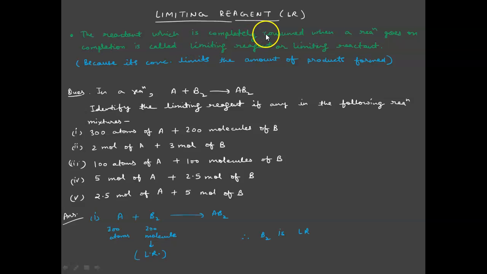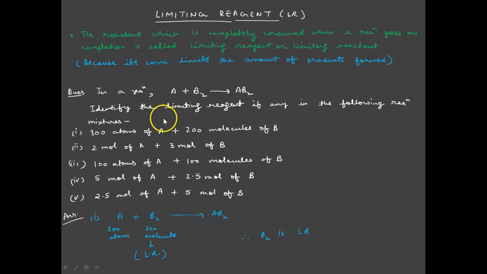The reactant which is completely consumed when a reaction goes on completion is called limiting reagent, or we can say limiting reactant, because its concentration limits the amount of product formed. So it is a deciding factor, that's why it is called limiting reagent. Now, the remaining amount of excess reagent is calculated by subtracting the amount of limiting reagent from the amount of excess reagent. Remember that in stoichiometric calculations, it is very important to choose the limiting reagent as it decides the amount of product formed. So here we have a question based on this topic.